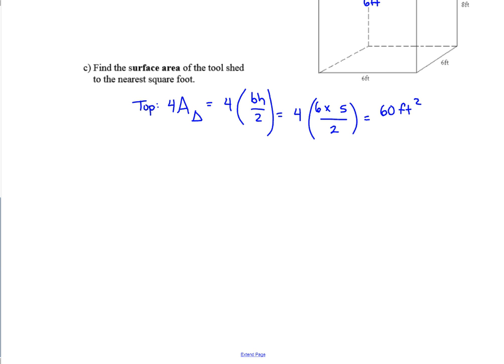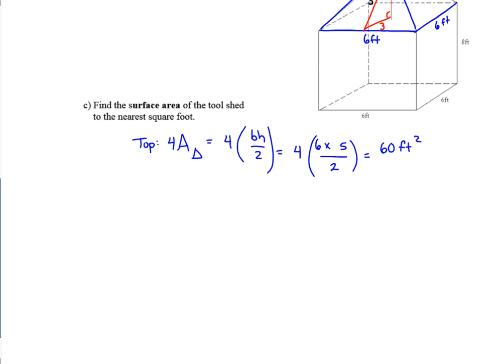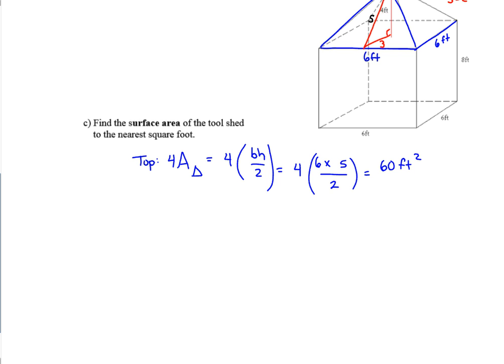Okay, so the 4 triangles would equal 60 feet squared, their area. That's a coincidence. Okay, what else do we need to include in this area? We said we do not need to include this base. The base here is not included. If we look at the bottom of the shape, what shape is that? Is it a cube or a rectangular prism?